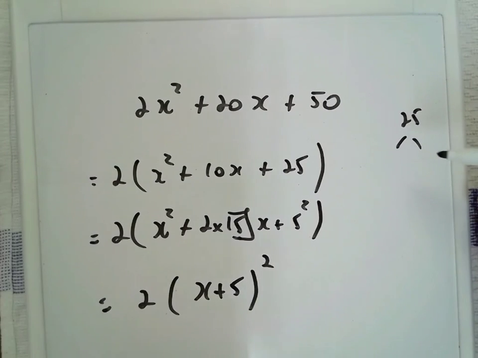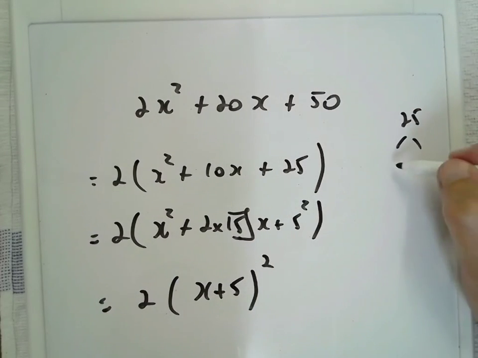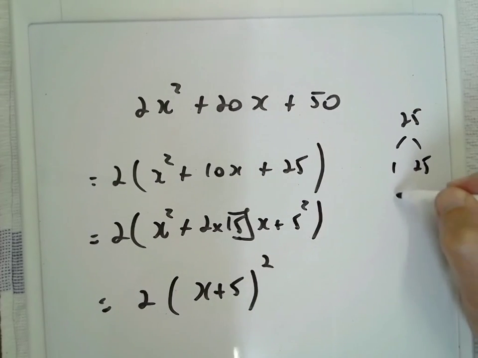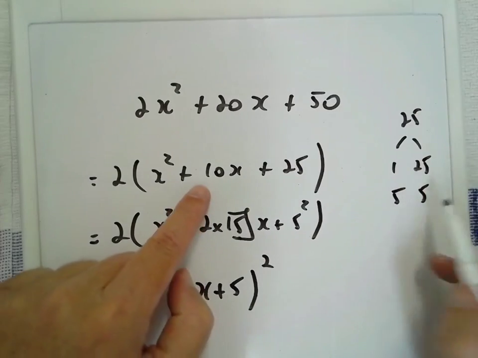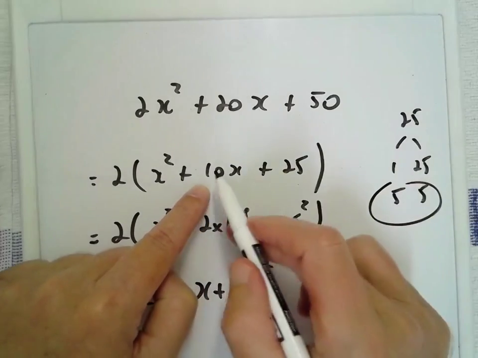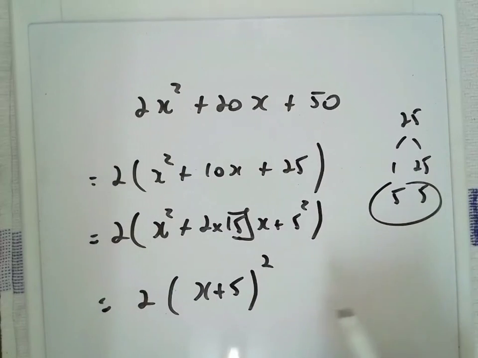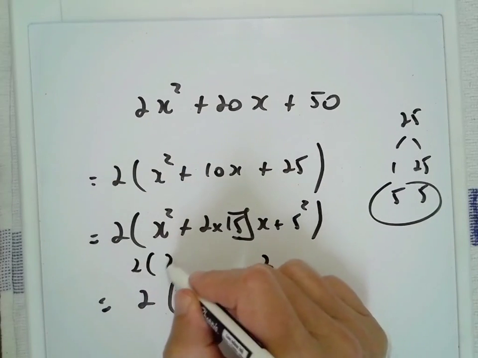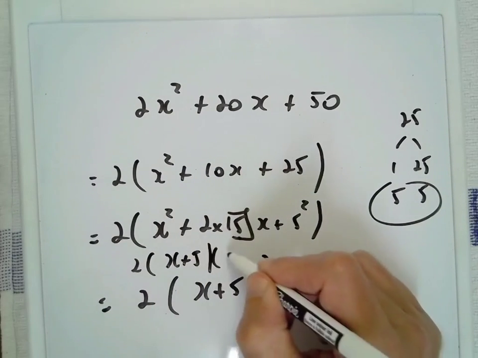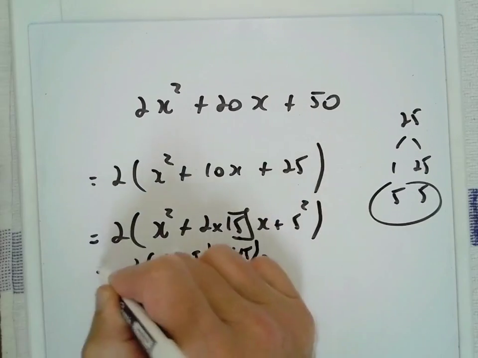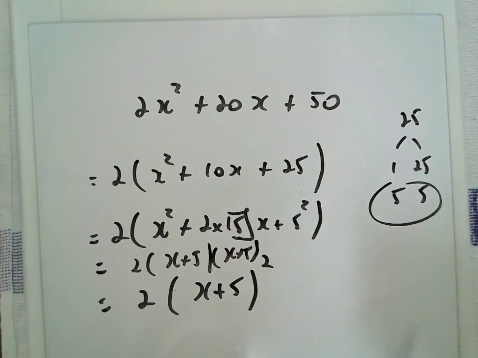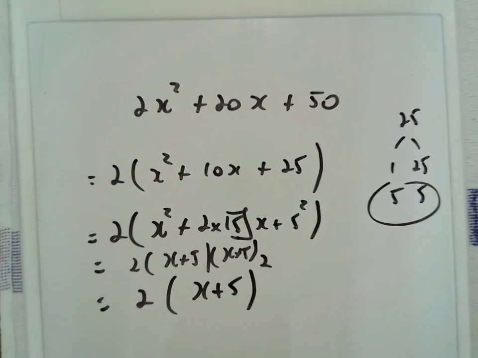You might think it's a little bit weird that I don't go 1, 25, 5, 5, and circle them because they add, and then that would get me to 2(x plus 5)(x plus 5), which gets me to the same answer, but we will be looking for these patterns in different questions as we move through the years. So the sooner you get used to it, the better. Okay, that's it.